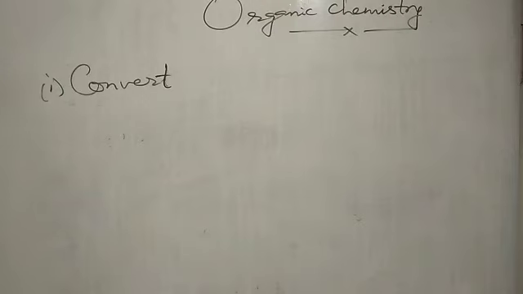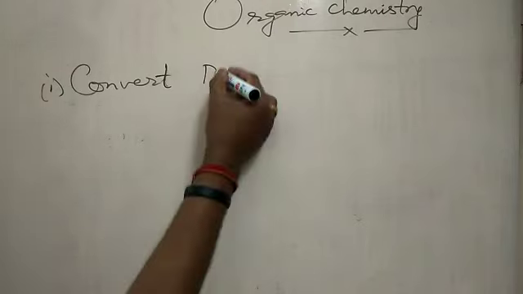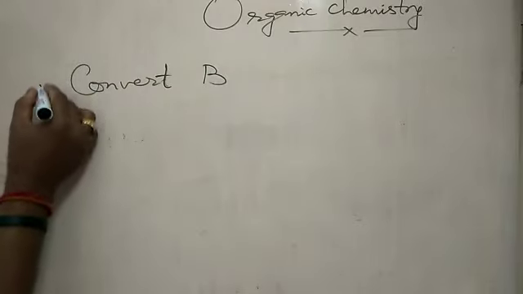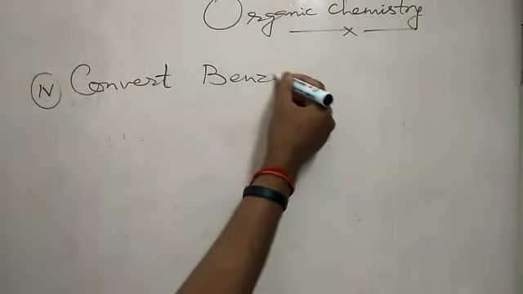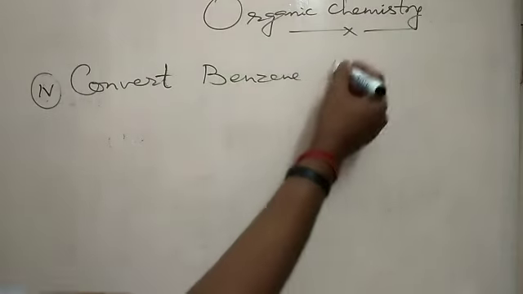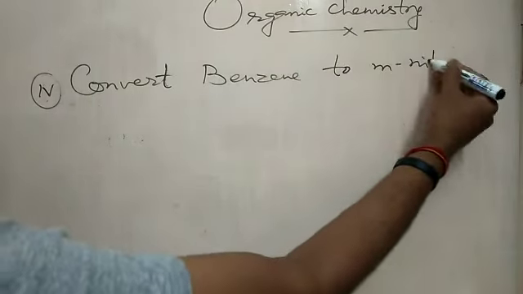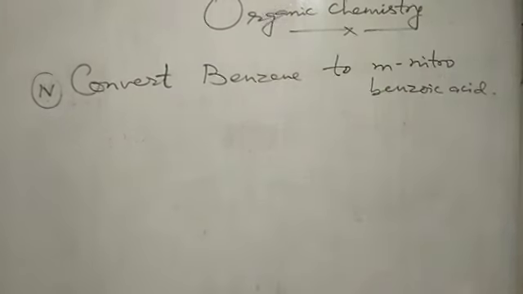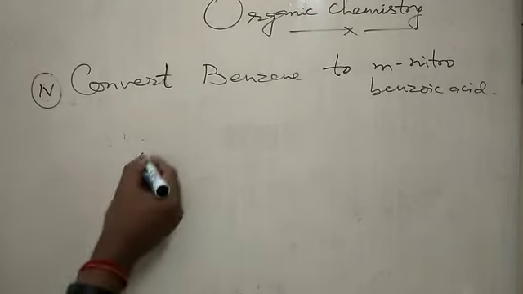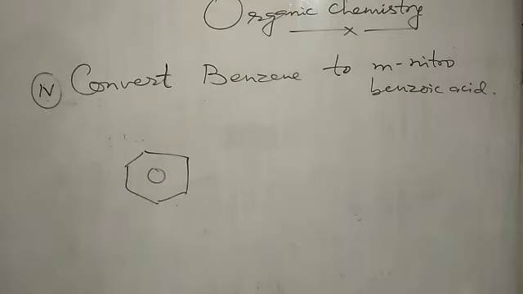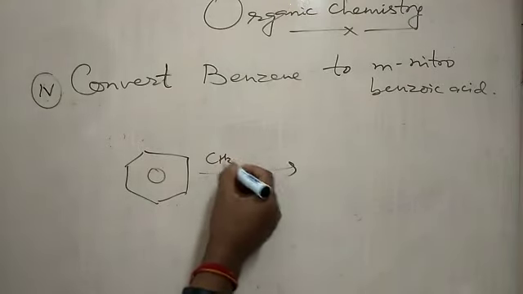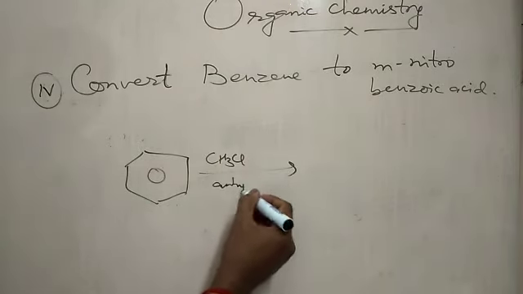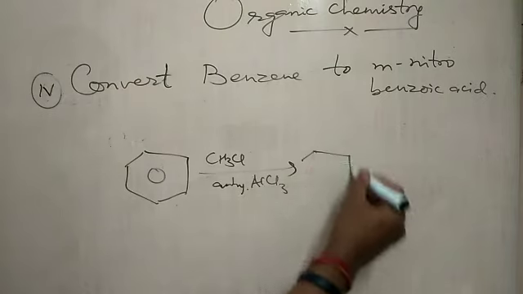Next is convert benzene to meta-nitrobenzoic acid. So what you have to do first, you have to take benzene and then you have to convert this benzene to toluene, CH3Cl, anhydrous AlCl3. So this becomes toluene.